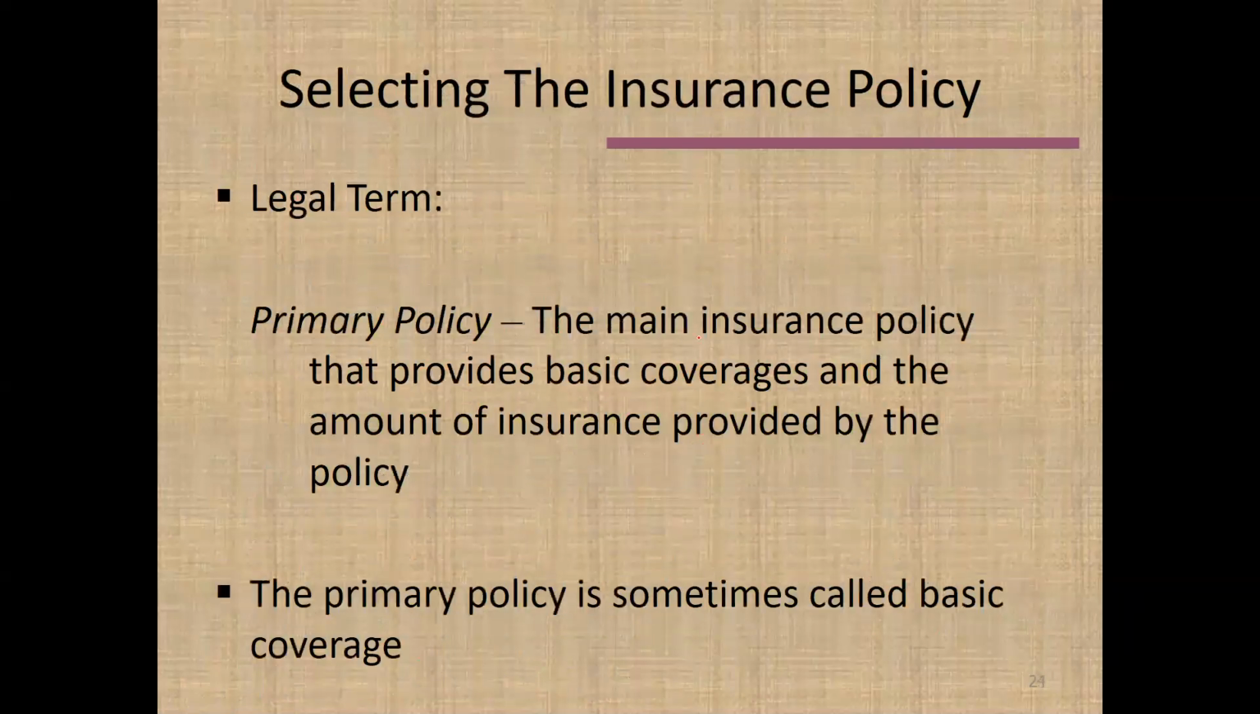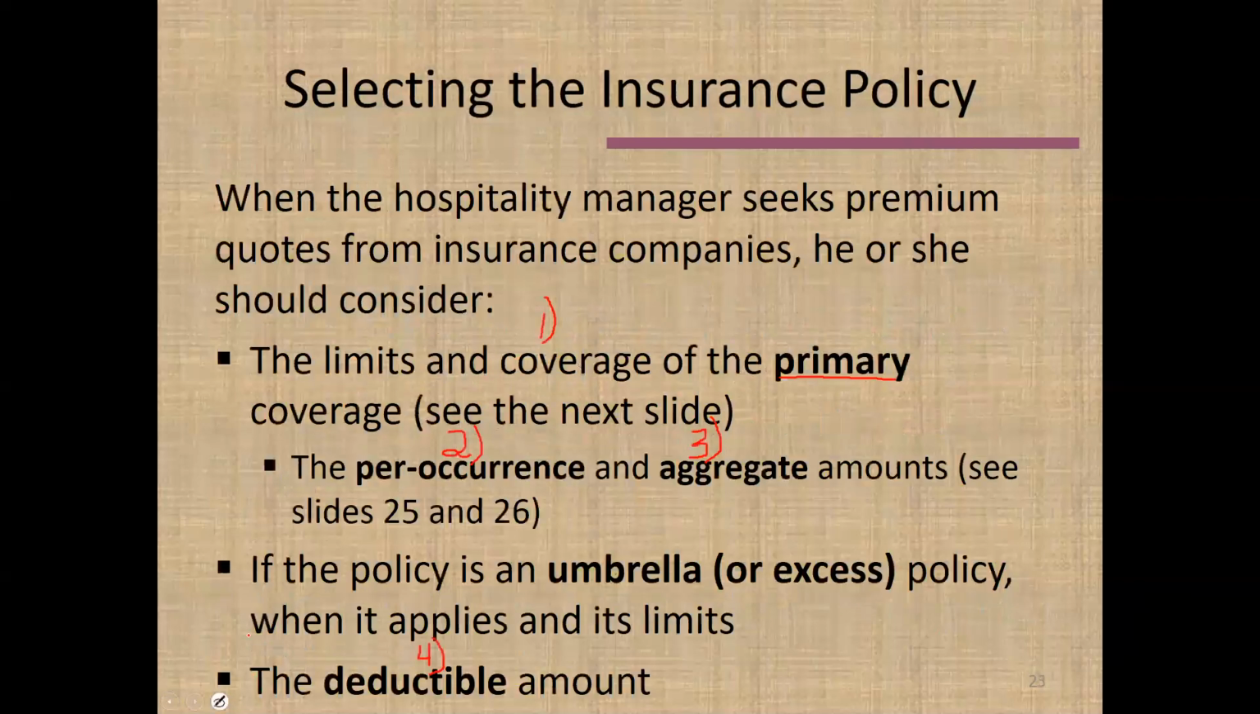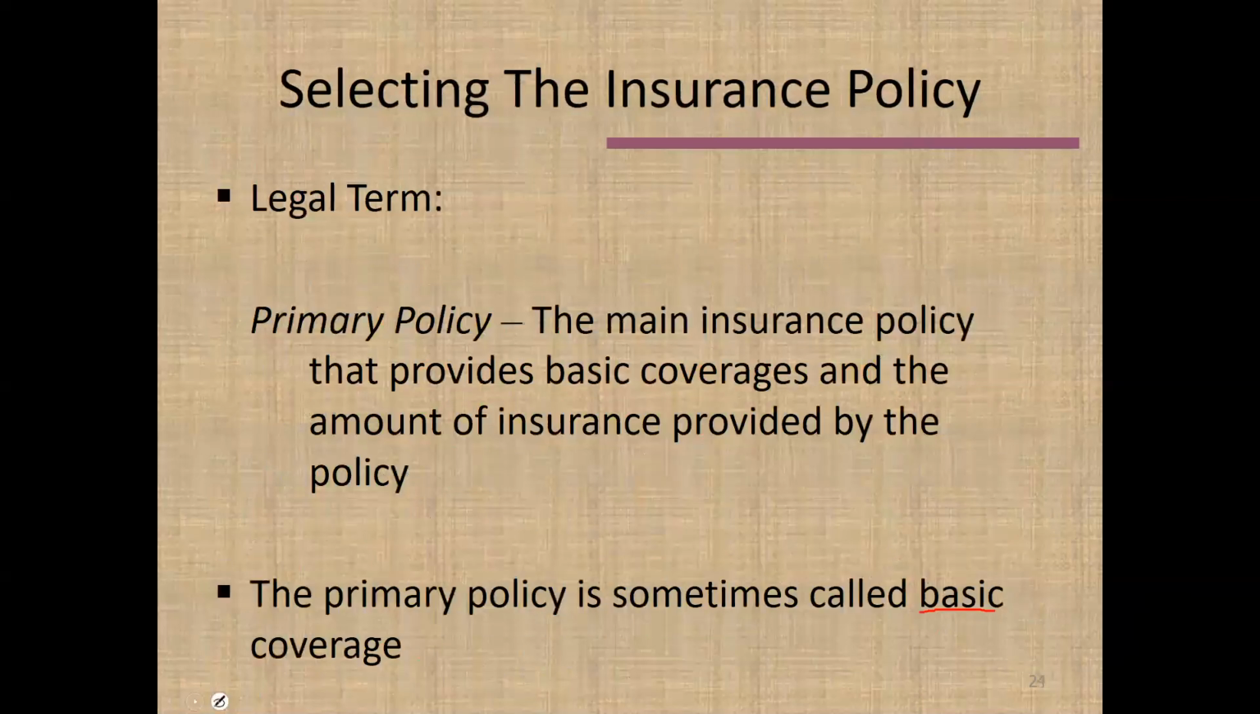Okay, what is it? It's the main insurance that provides the basic coverages and the amount, and it obviously would include the amount of insurance that you're being provided under the policy. Sometimes the primary policy is called the basic coverage. It's what you're going to go to first as the insured. This is your first line of defense against whatever the event is that's happened. Now we're going to look at those other factors, the per occurrence amount and then also the aggregate amount. What do those mean? Let's go see.